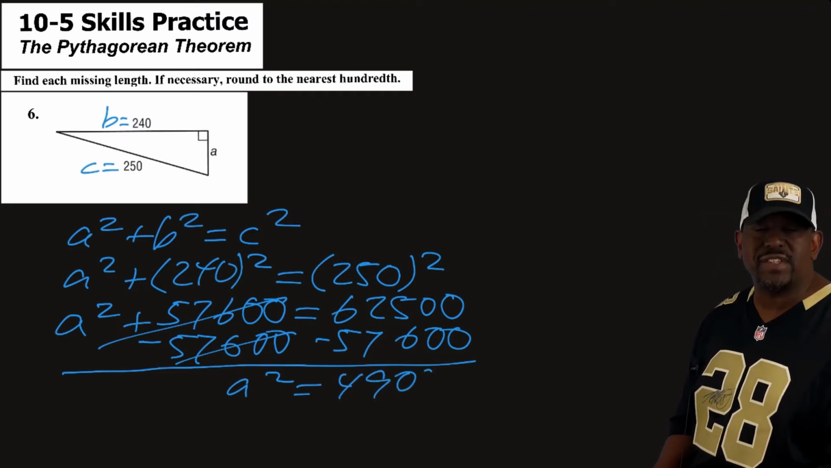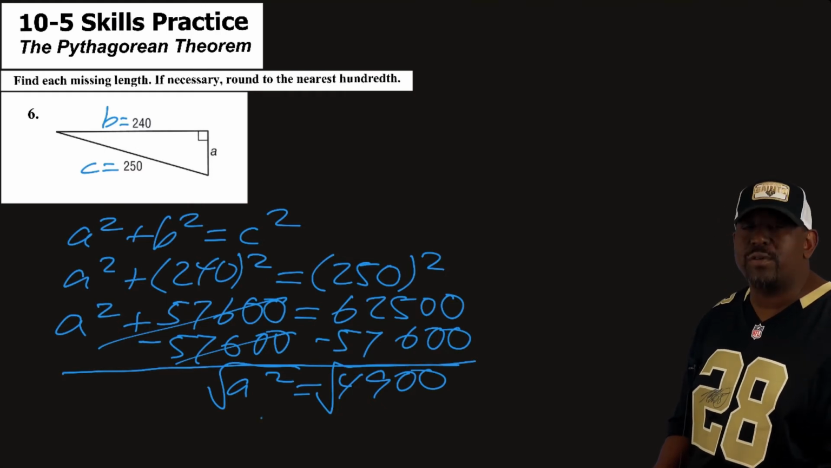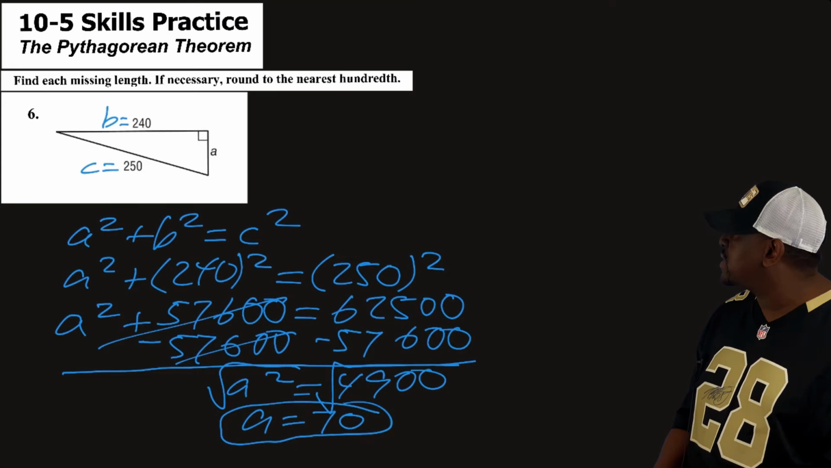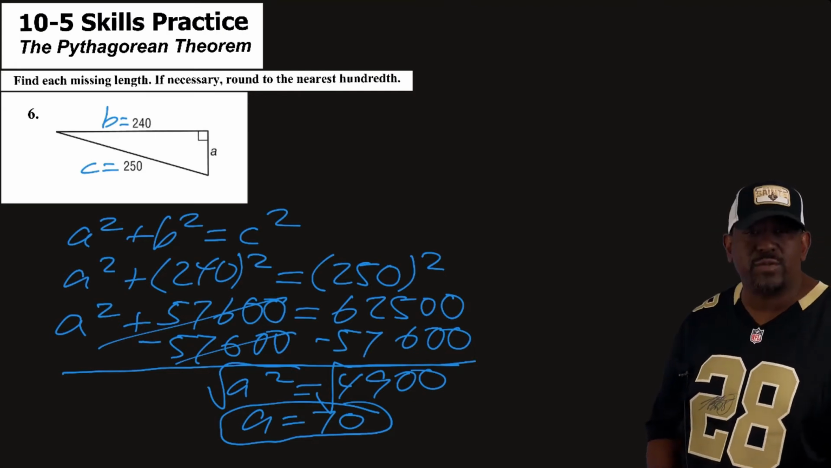62,500 minus 57,600, which is 4,900. Now we take the square root of both sides to solve for A, and A is going to equal 70. And so, as you can see, that's our answer there. And that's what we get.